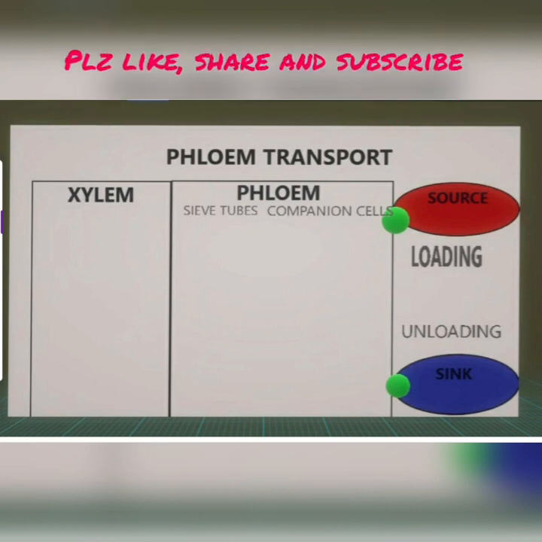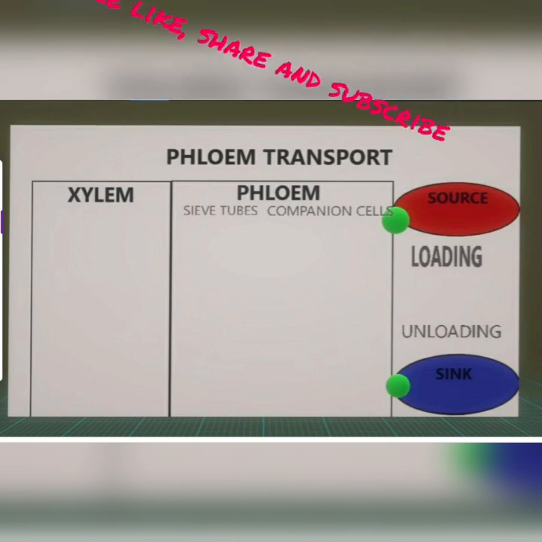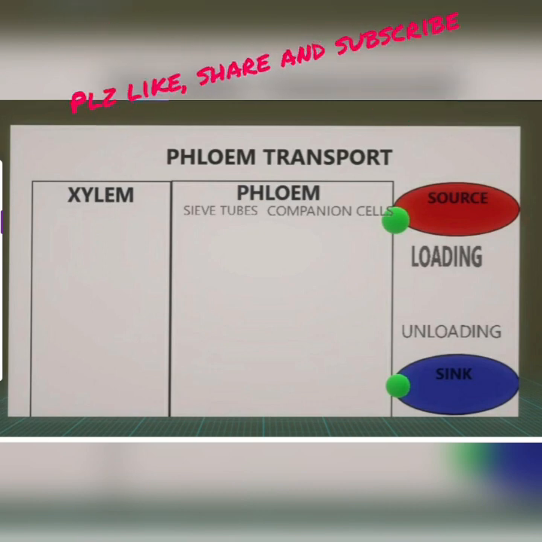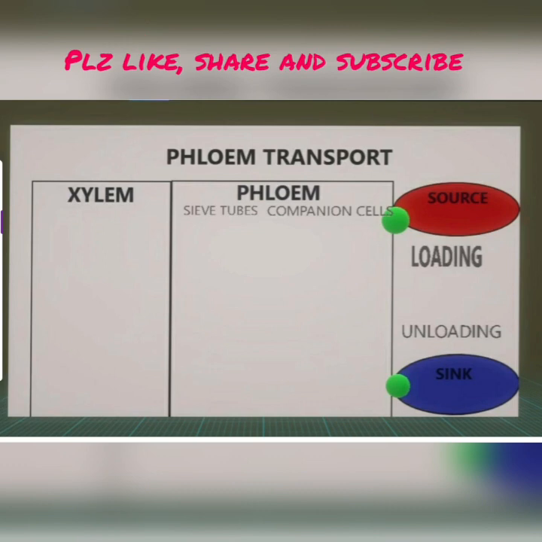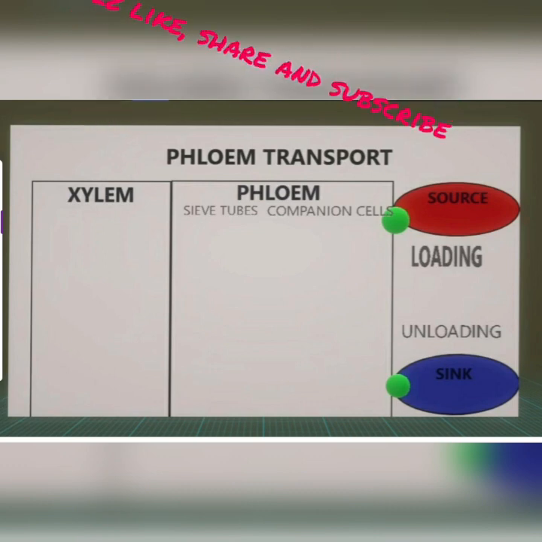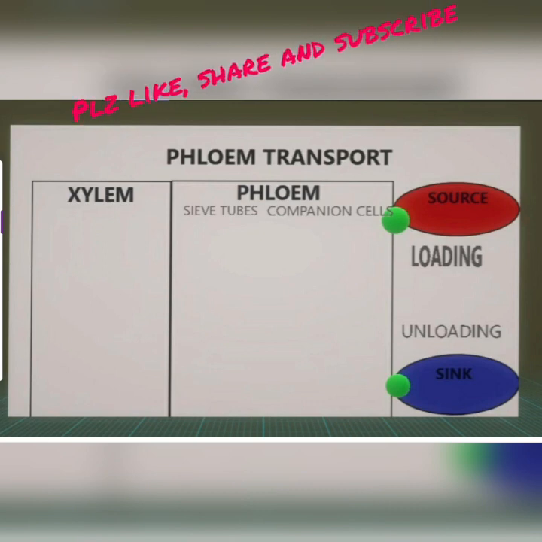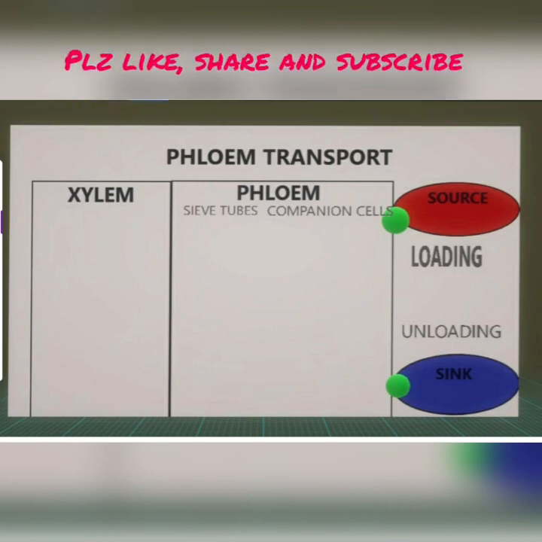And this hypothesis can be compared with river water. As the water inside the river flows, it carries everything which comes into its way. Just like that, the water will flow inside the phloem in such a way that it will carry everything which is coming into its way. So let's start with the topic.